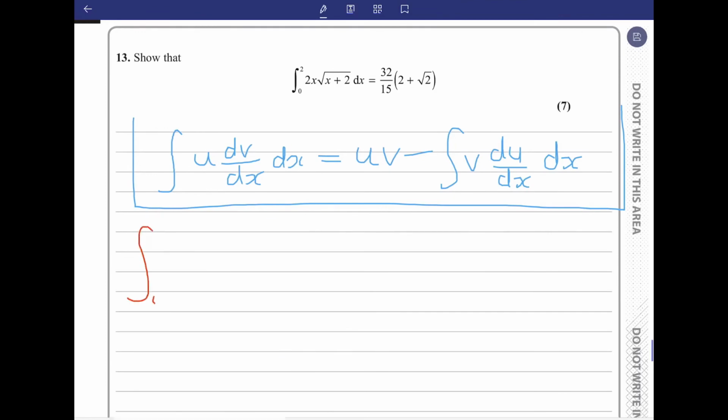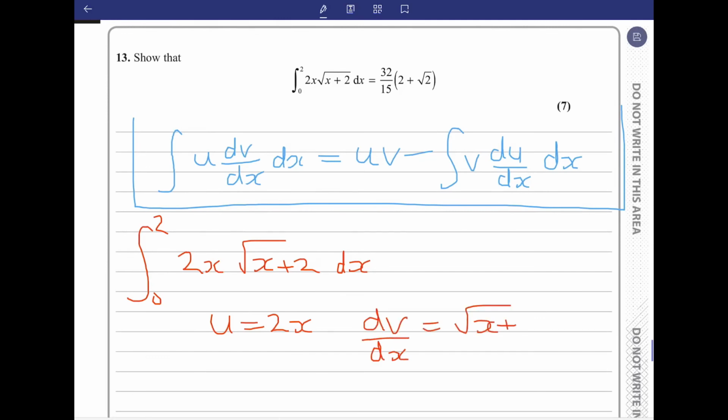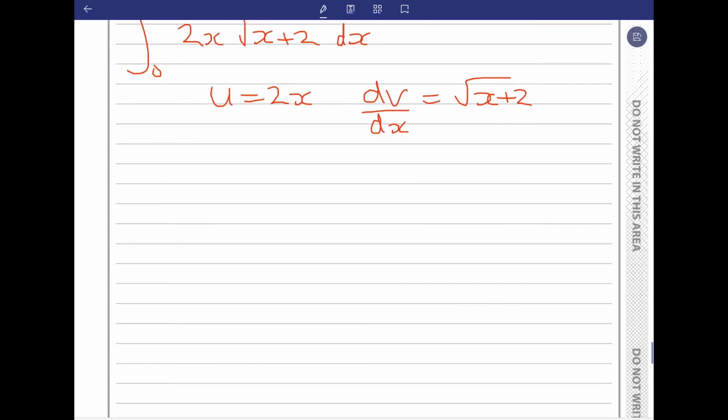So now let's look at our integral here. It's a definite integral as well. So we have 2x root x plus 2 dx. Now what we're going to do here is set u to be equal to 2x, and our dv by dx equals root x plus 2. Now it's just a case of finding u prime and v. So u prime is quite simple, it's just 2. To find v is a bit more complicated. We have to use the inverse chain rule.